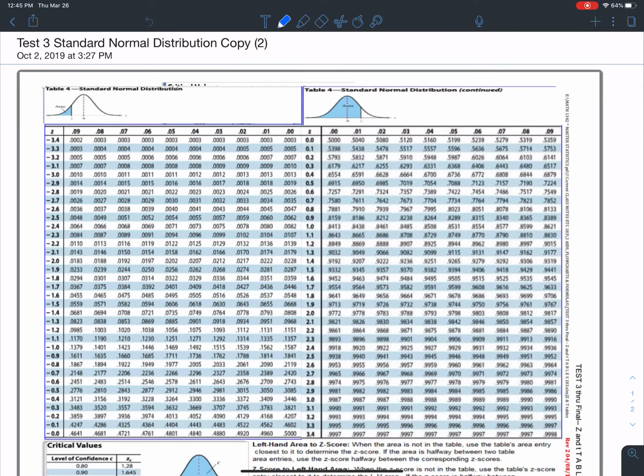So with the p-value, negative 1.98 looks like 0.239.